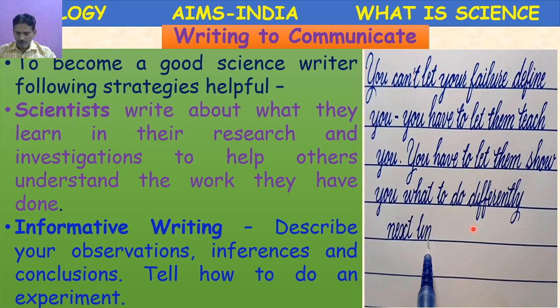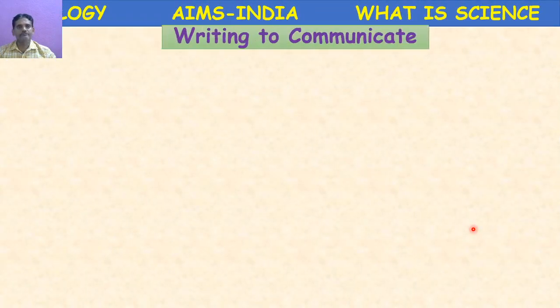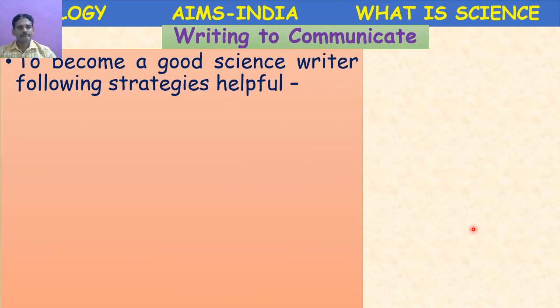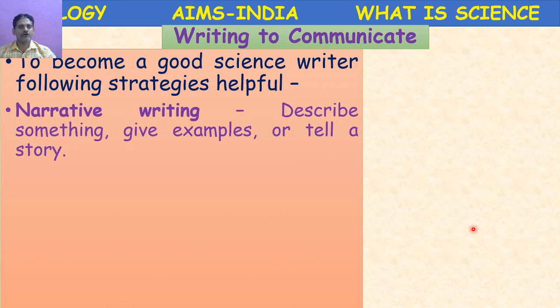Next type of writing. To become a good science writer, the following strategies you have to follow. What is the second strategy? Narrative writing. Narration.